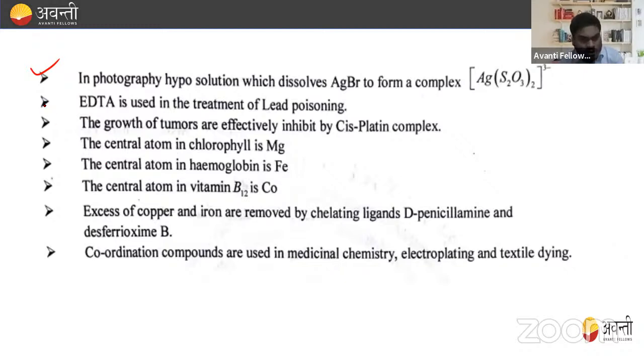Now, the growth of tumors is effectively inhibited by cisplatin complexes. So the growth of tumors is effectively inhibited by the cisplatin complex. So this is very important, right? So cisplatin complexes act against the growth of tumors. That is, they are anti-cancer drugs.